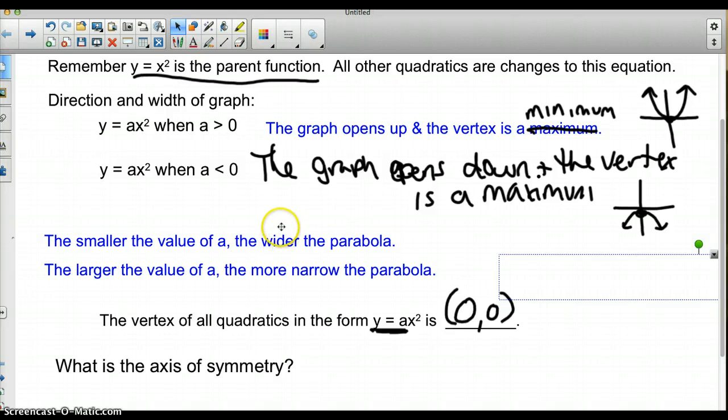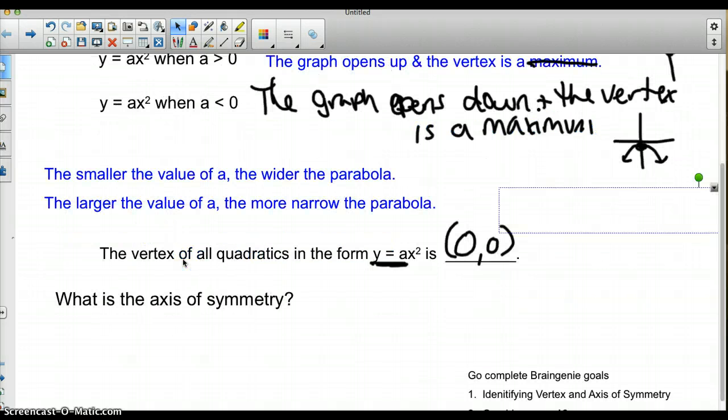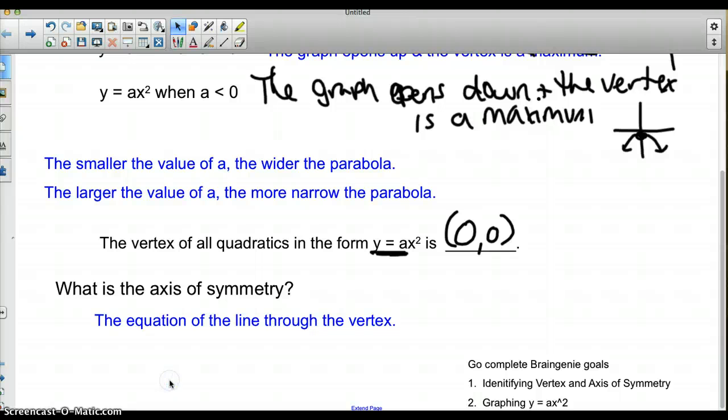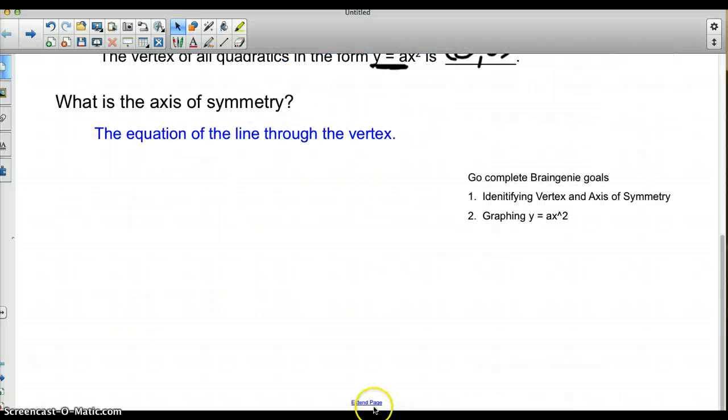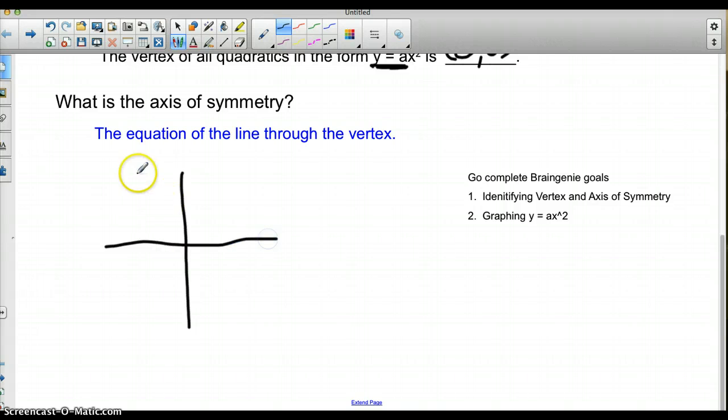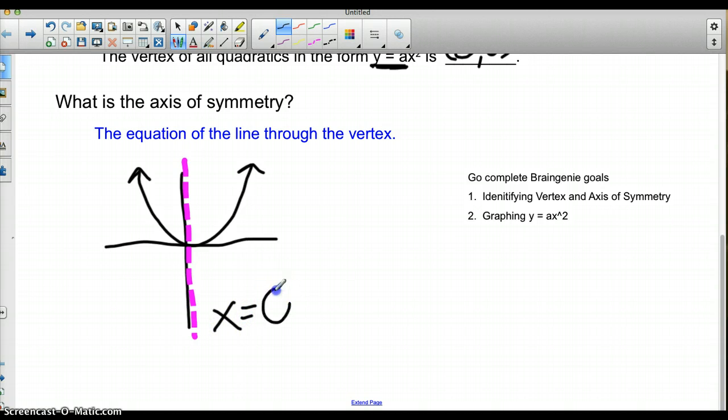Now, axis of symmetry is actually a very important equation that you're going to need. The axis of symmetry is the equation of the line through the vertex. So if I have a parabola drawn just like this, my axis of symmetry actually goes right through the vertex here. It's going to be a vertical line, so it's going to have a particular equation. Remember, all vertical lines start with x, and in this case, the axis of symmetry is x equals 0.